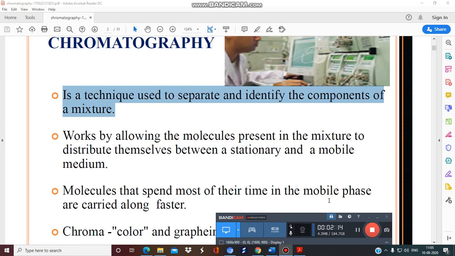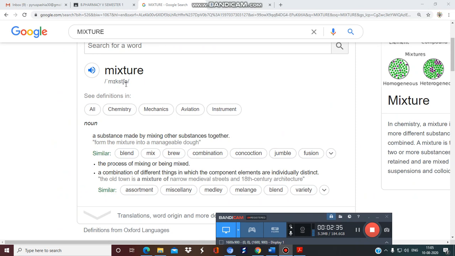So let's go by the definition. It is a technique used to separate and identify the components in a mixture. First of all, we must know what a mixture is. So let's see the meaning of a mixture. The dictionary meaning of mixture: it is a substance made by mixing other substances together, and the process is known as mixing. It means a mixture contains two or more substances. That's why they are called a mixture.